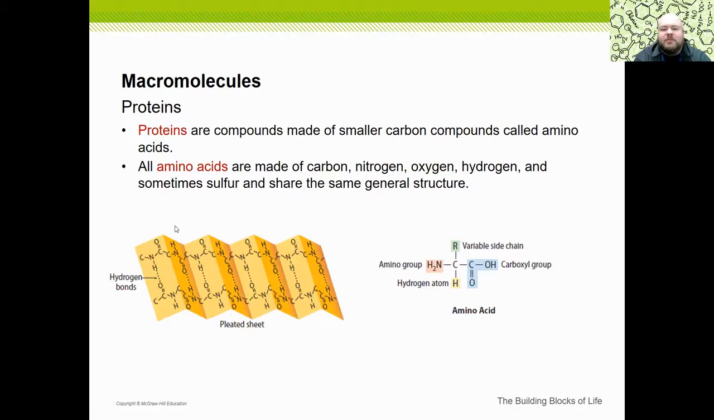The next one is going to be proteins. Proteins are compounds made of smaller carbon compounds called amino acids. And then amino acids are made of carbon, nitrogen, oxygen, hydrogen, sometimes sulfur, and they all have that same general structure. You can see over here, they have an amino group, a hydrogen atom, a carboxyl group, and then a variable area that can be different based on what kind of amino acid it is. So again, that's what proteins are going to look like.